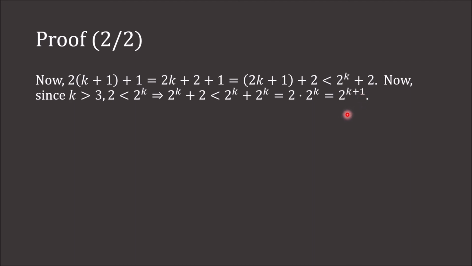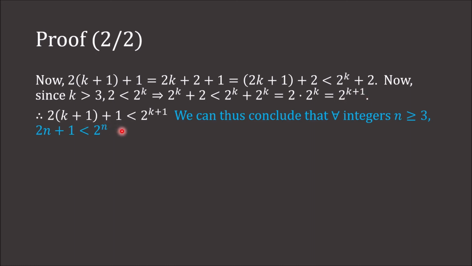So we have just shown that 2 times (k+1) plus 1 was less than 2^k plus 2, but 2^k plus 2 is less than 2^(k+1). So by transitivity, 2 times (k+1) plus 1 is less than 2^(k+1), and we can thus conclude that for all integers n greater than or equal to 3, 2n plus 1 is less than 2^n. And the proof is complete. And that concludes our study of induction.